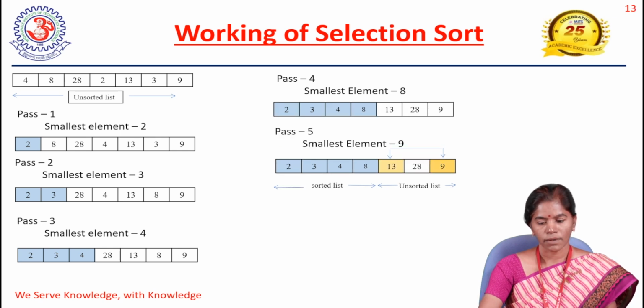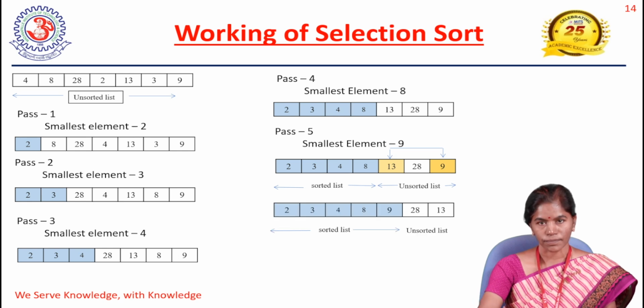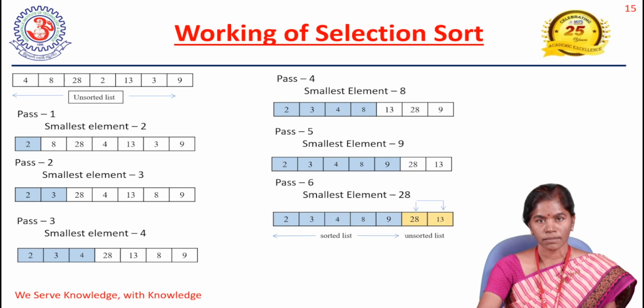Next pass, pass 5. You can see that the smallest element of the unsorted list is 9. The first element of the unsorted list is 13. It should be swapped. So 9 occupies the first position of the unsorted list and 13 goes to that position, index number 6. At the end of pass 5, the first 5 elements are sorted and the remaining 2 elements are unsorted. We go for the next pass.